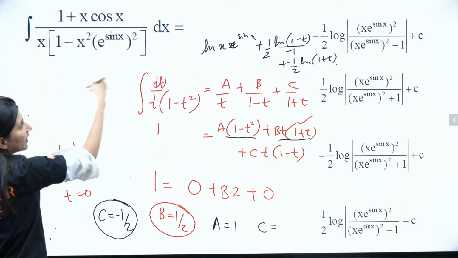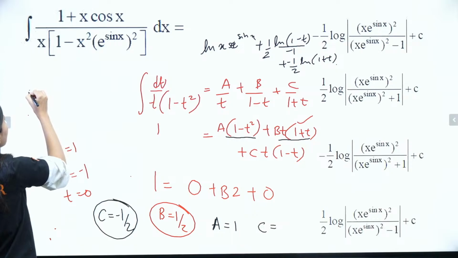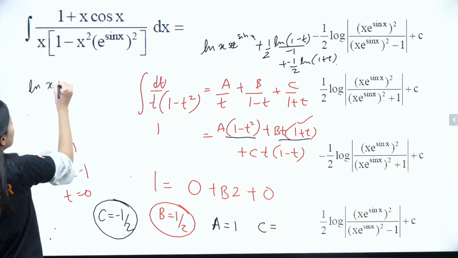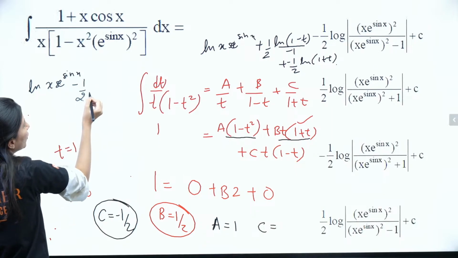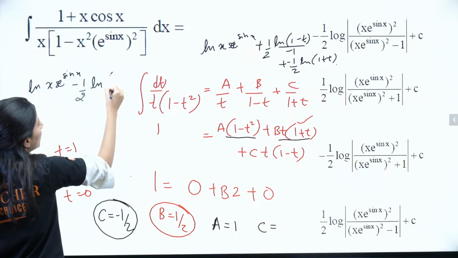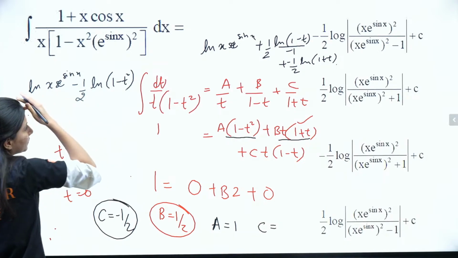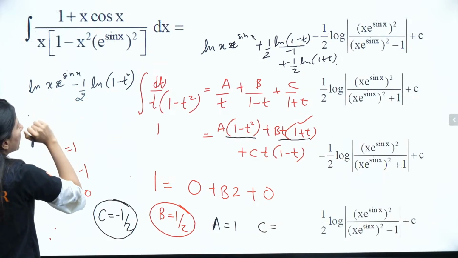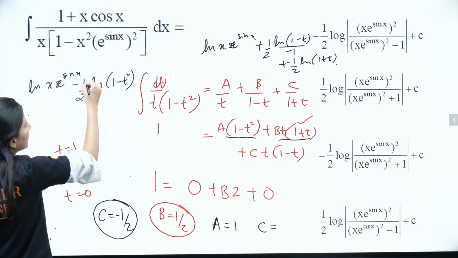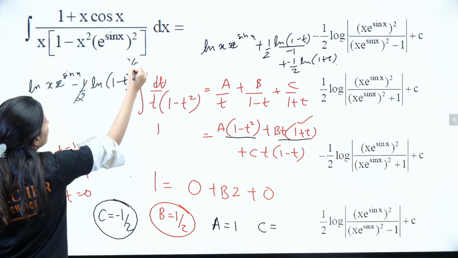So finally, if I club them together, what do I get? Log of x times e raised to the power sin x, minus half, what we are going to get is log of 1 minus t square. All right, this is what we are going to get. Now this will be, okay. So now this is minus half. Minus half will go over here. It will become half.